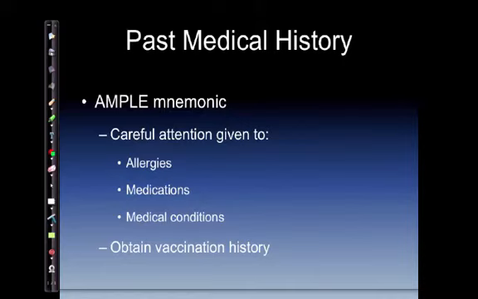Past medical history, we should use the AMPLE mnemonic. Careful attention to the allergies, and those are the ones that would give us hives or urticaria, angioedema or anaphylaxis. If they're on any kind of medication, get a full list if possible. Any kind of new medications more specifically; antibiotics and ACE inhibitors should also be on that list.